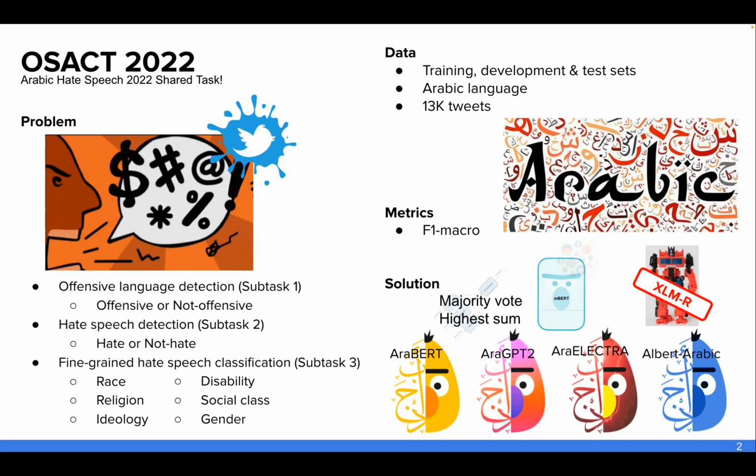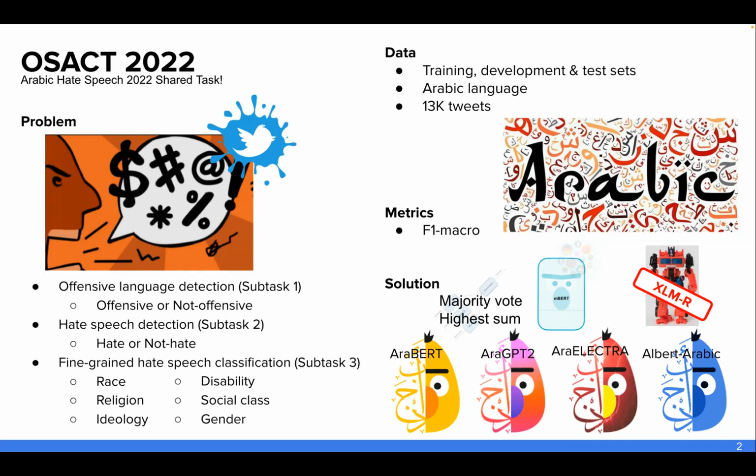Now I'm going to highlight the main points of our solution. First, we standardize the solution. We use one solution that could be used for the 3 subtasks. So we decided to use language models. And we decided to use 2 kinds of language models: the monolingual language models and the multilingual language models.